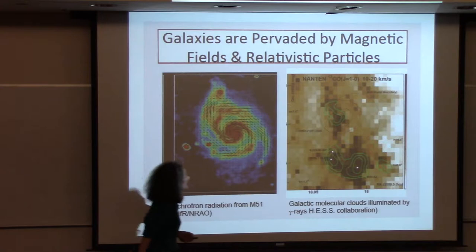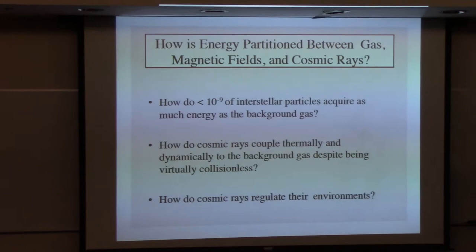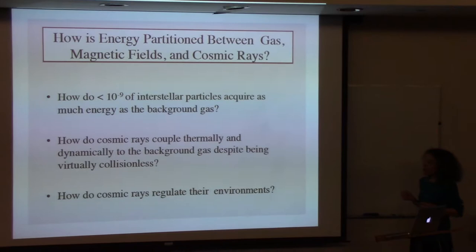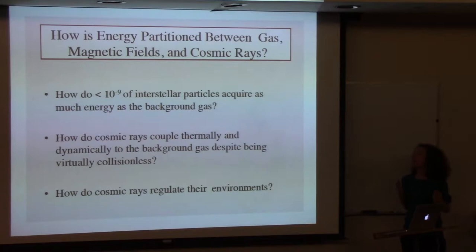So the overarching question that I want to address in this talk is, how is energy partitioned between thermal gas, magnetic fields, and cosmic rays in galaxies? In particular, how is it that 1 billionth of interstellar particles have as much energy as the background gas? So this defies conventional thermodynamics.